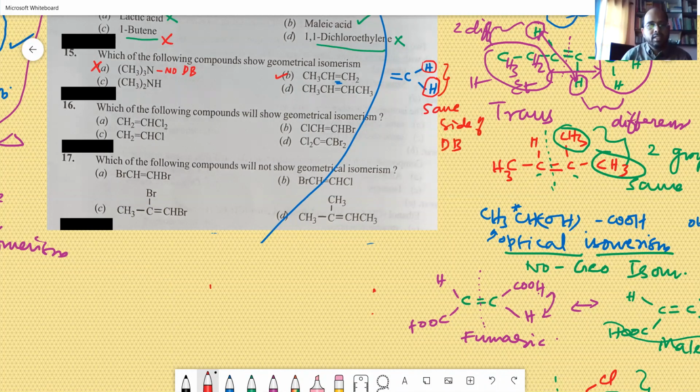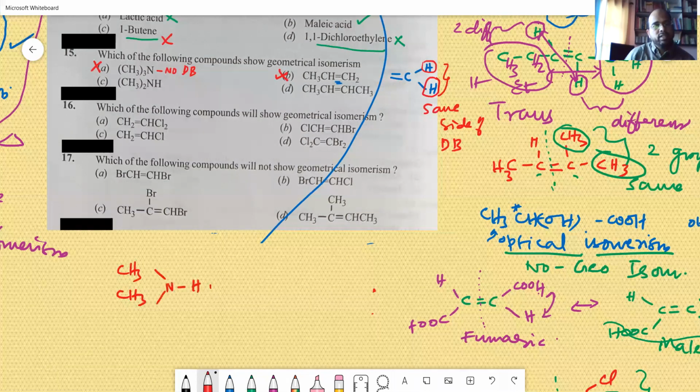Therefore, this also doesn't show any geometrical isomerism because you have two hydrogens on the same side. So here you have CH3 twice, NH, CH3, CH3 twice, NH, and therefore there is no double bond here. No double bond there, and therefore it is also not showing any geometrical isomerism. And look at the last example.